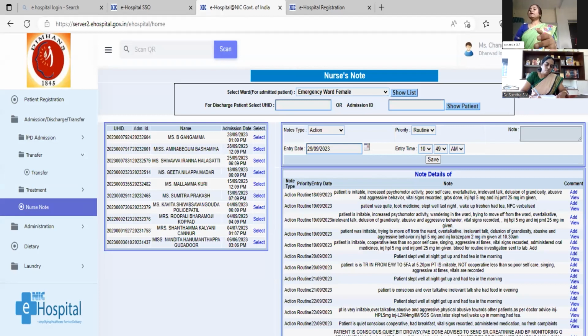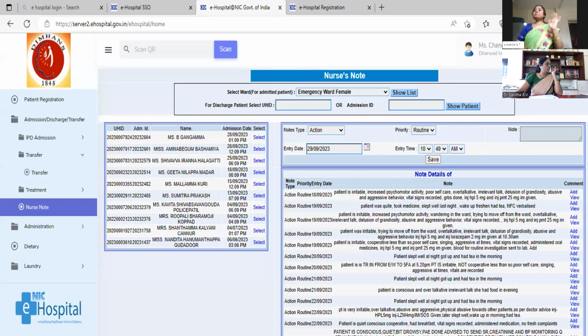Patient is irritable, increased psychomotor activity, poor self-care, over talkative, irrelevant, delusion of grandiosity present, abusive, aggressive behavior, vital signs recorded, GRBS done, and the patient is given injection haloperidol 5 milligram and injection promethazine 25 milligram. Like that, the entire data will be visible. So this is about the nurses notes. This we are entering. The next shift nurse can also see this, and even the physician can access this information: what injection the nurse has given and what the present patient progress is can be known.